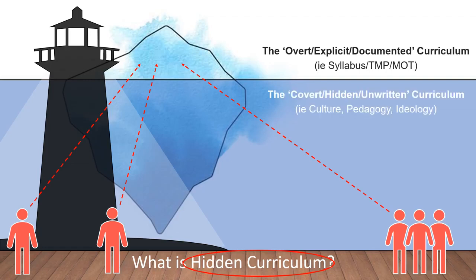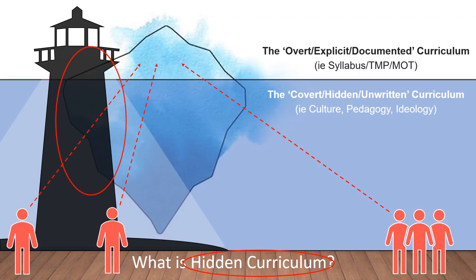It's things like culture or pedagogy or ideology that affects the way the curriculum is packaged or how it unfolds, etc. These elements are hidden because we don't usually think about them. Nevertheless, these could either reinforce or derail the messages of the overt or explicit or documented curriculum. Now, the section of the iceberg that's hidden by the lighthouse is also comparable to the hidden curriculum. It demonstrates how the overt or explicit or documented curriculum can become hidden.